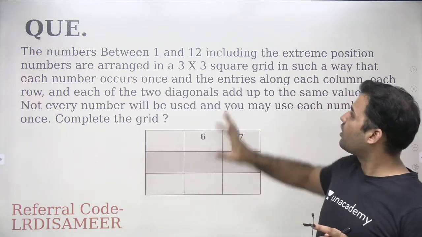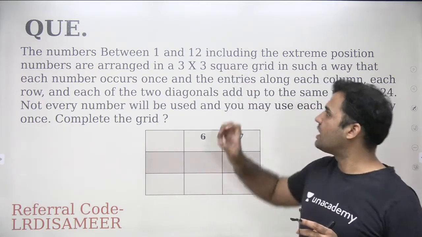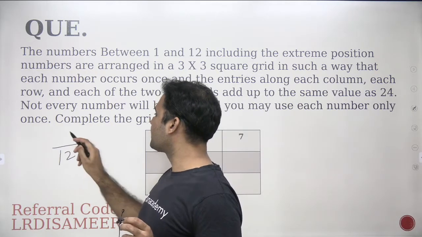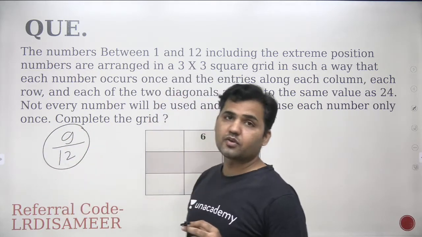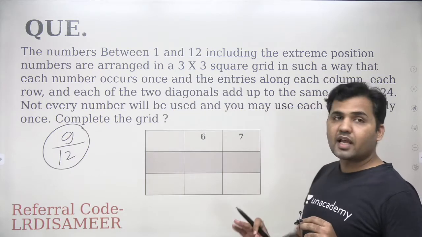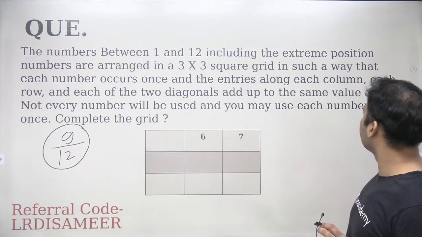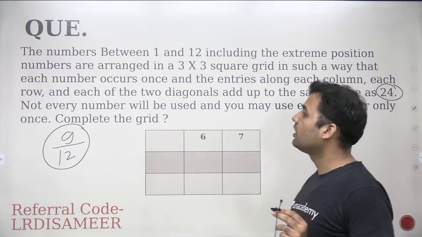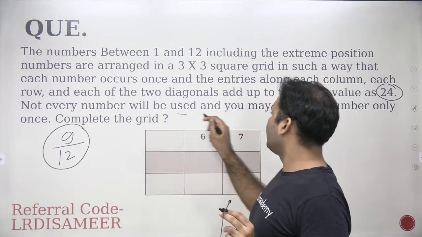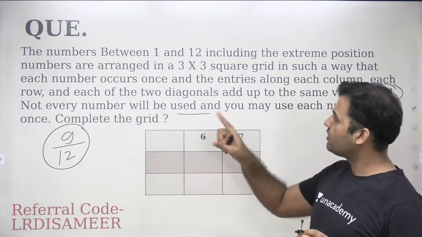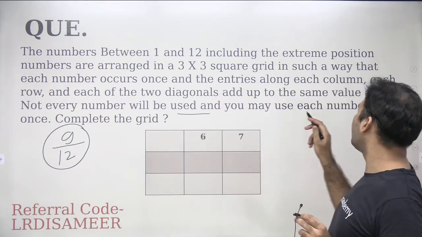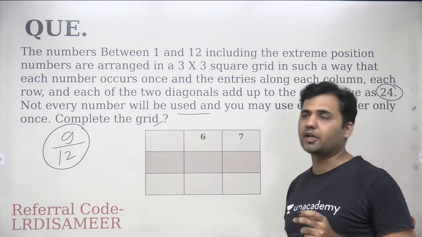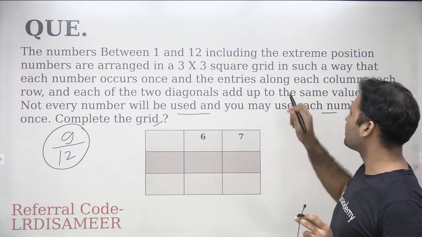Now what 9 numbers out of these 12 are we supposed to use? The total numbers given are 12 and we are supposed to use only 9 out of those 12. Those 9 numbers can be any numbers, but the summation should add up to 24. Not every number will be used; it's not compulsory that every number from 1 to 12 has to be used. You may use each number only once, and we are supposed to complete the grid. Direct information can be used. The summation has to be 24.